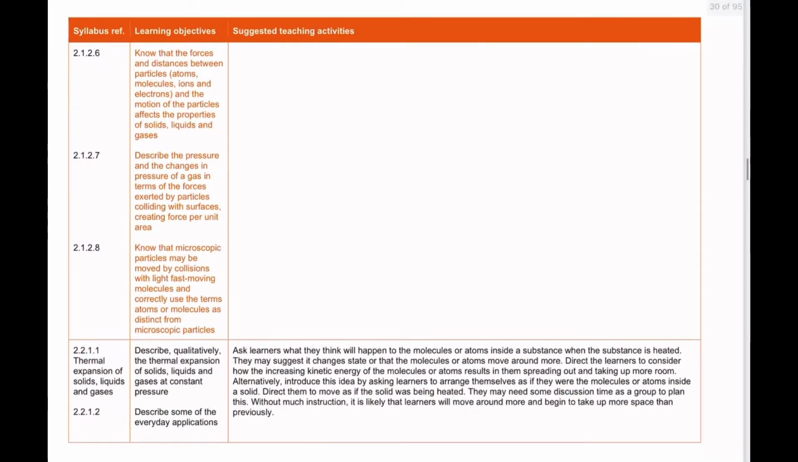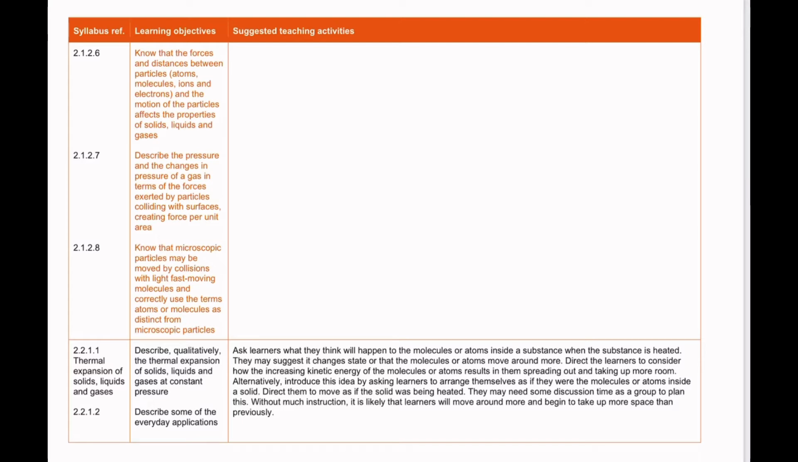Note that the forces and distance between particles (atoms, molecules, ions, and electrons), and the motion of the particles, affects the properties of solids, liquids, and gases. Describe the pressure and changes in pressure of a gas in terms of the forces exerted by particles colliding with surfaces, creating force per unit area. Note that microscopic particles may be moved by collisions with light, fast-moving molecules, and correctly use the terms atoms or molecules as distinct from microscopic properties.